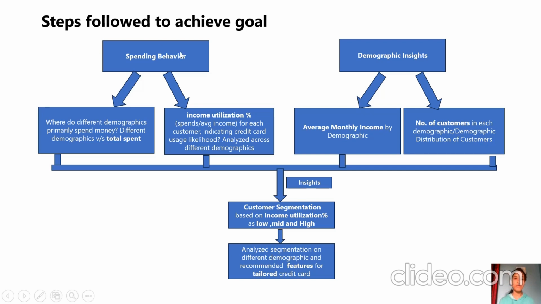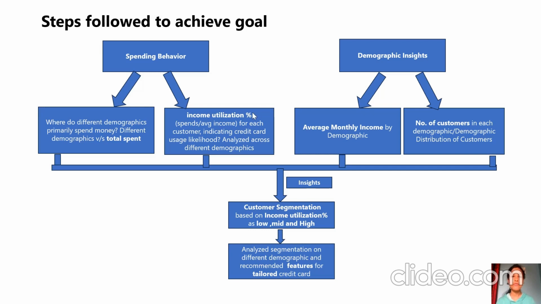In spending behavior, I have taken two parameters. One is the income utilization percentage, and another one is the total spend. Income utilization percentage is a key metric for this whole project. It is simply how much they are spending out of their income, a division of total spend versus the average income they are getting.